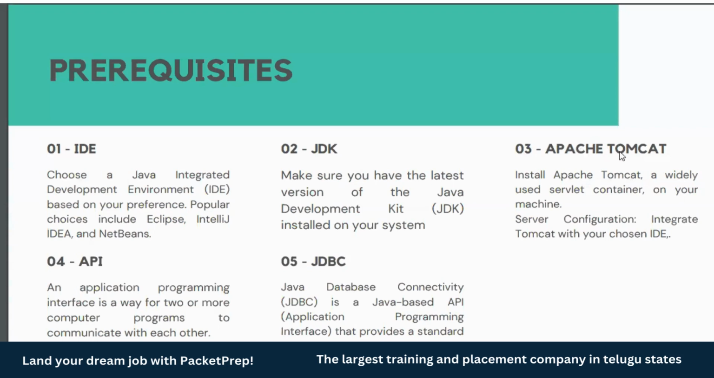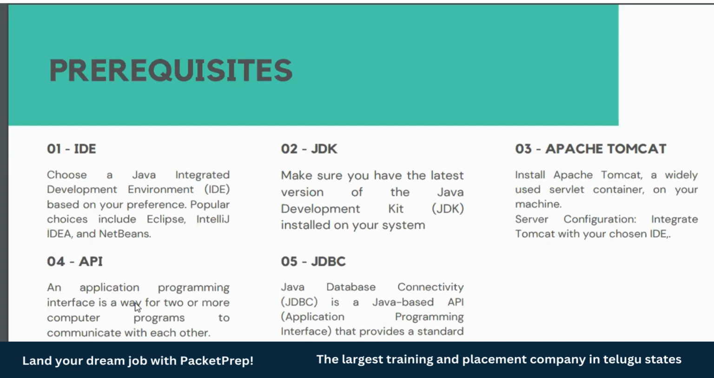Next comes the Apache Tomcat server. We are doing a Java web application, which will be running on a browser, so we need a server. The server which we'll be using is the Apache Tomcat server. This installation process we have already seen in the previous video, so if you have any doubts in that, you can refer to it.